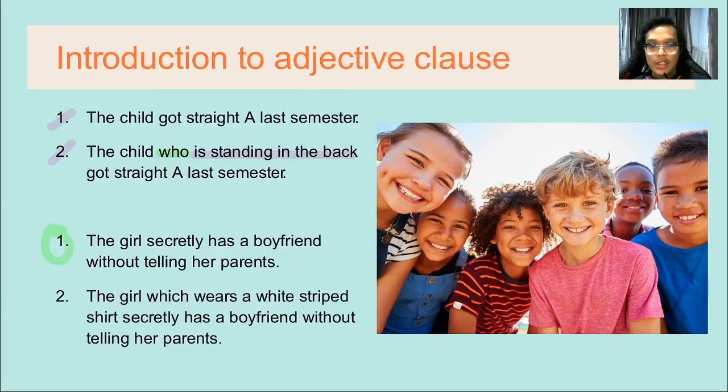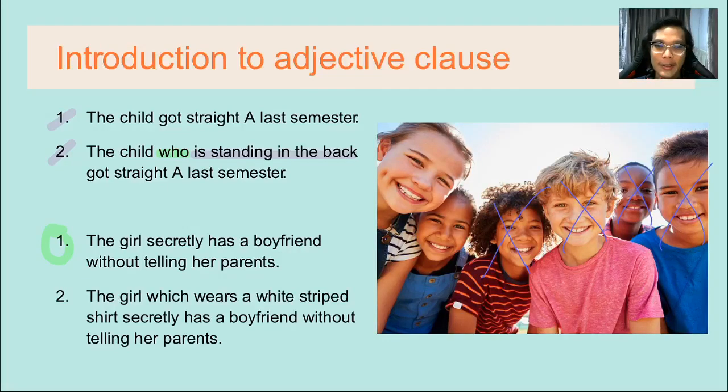The girl secretly has a boyfriend without telling her parents. Okay, so you specifically know the person, right? That it is a girl, it is a she, not a he or a boy. So we can mark, like in the same picture that we just used, we can cross this guy out because we focus on a girl. I think this one is a guy. I don't know. Okay, I'll just assume that he is a guy.